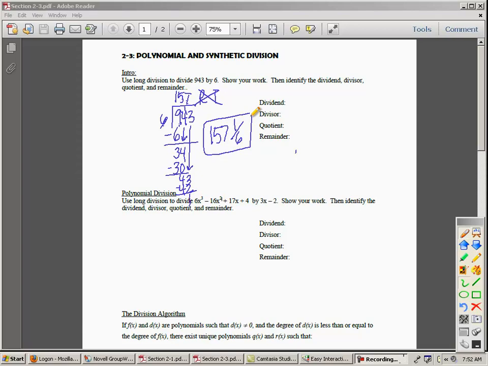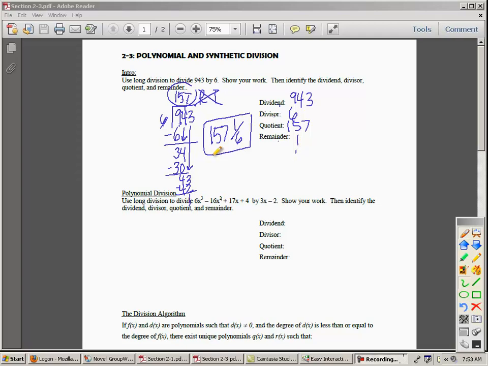But I do want to get you some vocab words along the way. The dividend is the number that goes under the division sign, so 943. The divisor is what we divide by, which in this case is 6. The quotient is the whole number that's left, so our quotient is 157, and our remainder is whatever number is left. In this case, it's 1. And so this is the idea when you talk about basic long division.